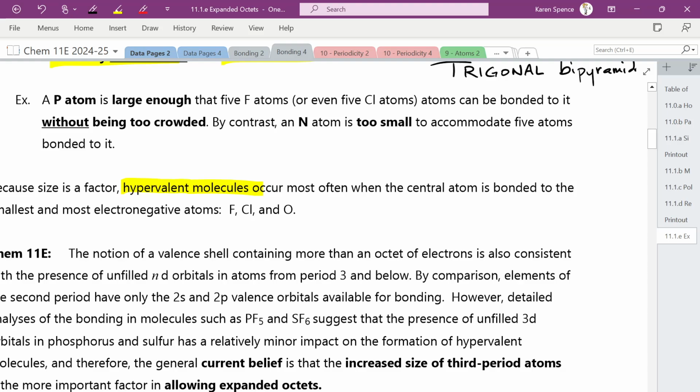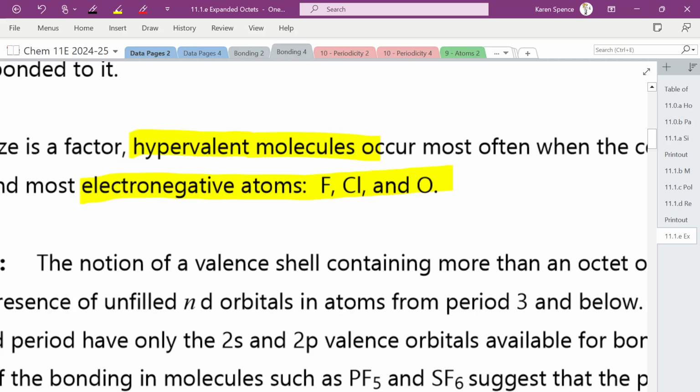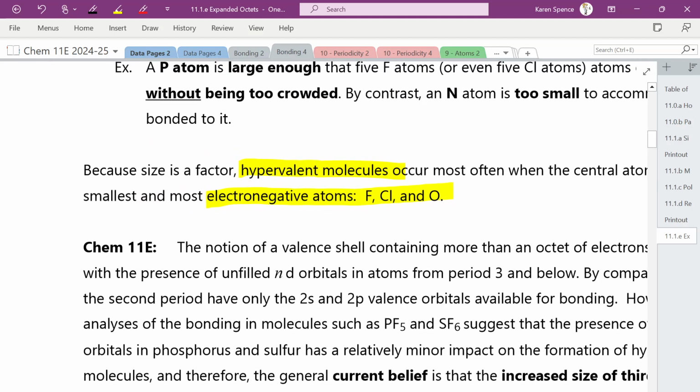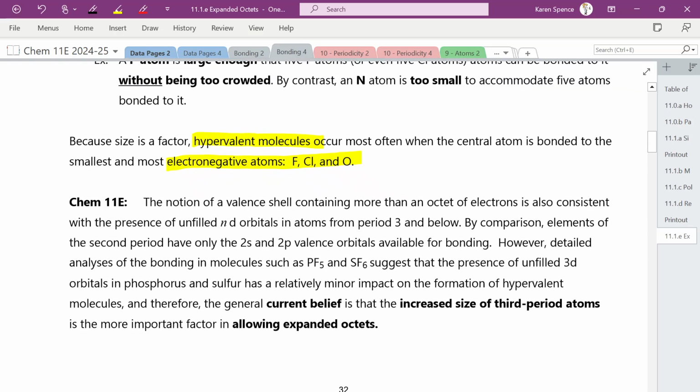The central atom is usually bonded to the most electronegative elements, F, Cl, and O. The notion of a valence shell containing more than an octet is also consistent.